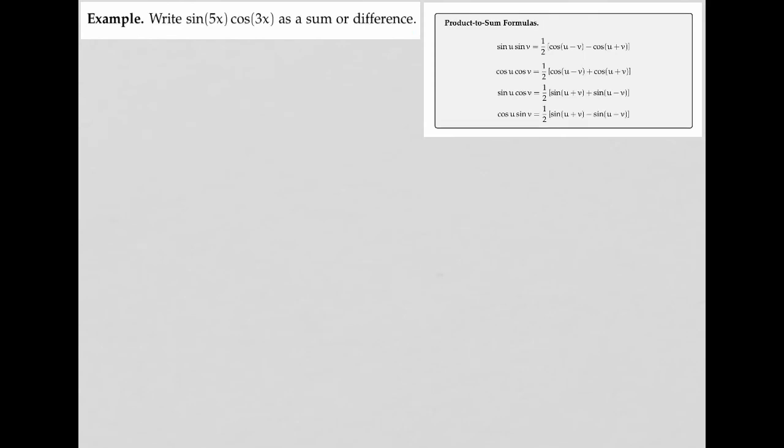Next example deals with the product to sum formulas. In the example, we have to write sine of 5x times cosine of 3x as a sum or difference. Since we have a sine times a cosine, we're going to look at the top right corner of the screen, and we'll see that the appropriate equation to use in this case is the third equation. In this case, 5x is playing the role of u and 3x is playing the role of v.